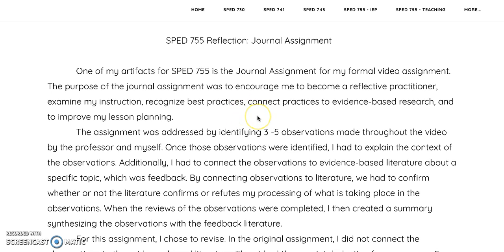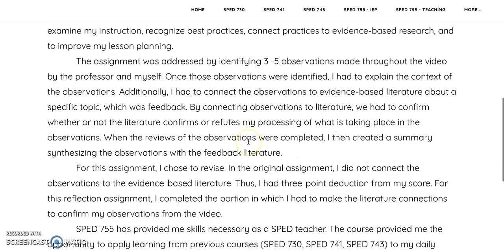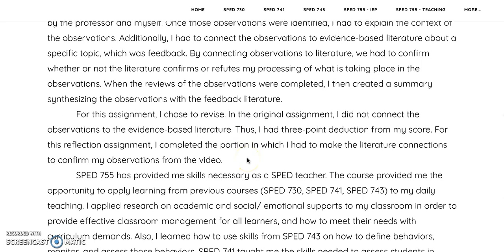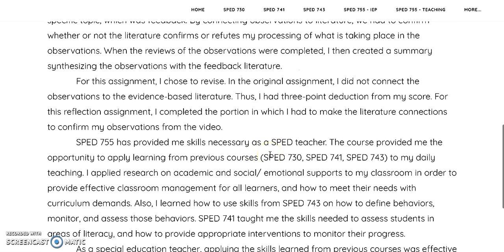So the journal reflection required me to connect 3 to 5 observations from the video to evidence-based articles on a particular topic, and that topic was feedback. From there, we had to pretty much confirm whether or not the articles would confirm or refute our analysis of feedback which we observed in the video.